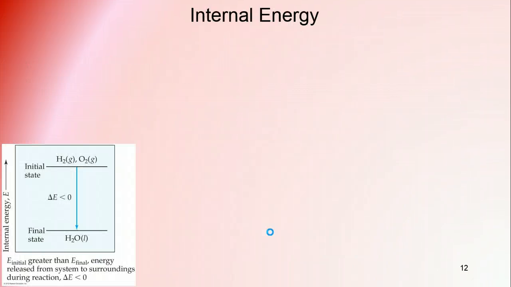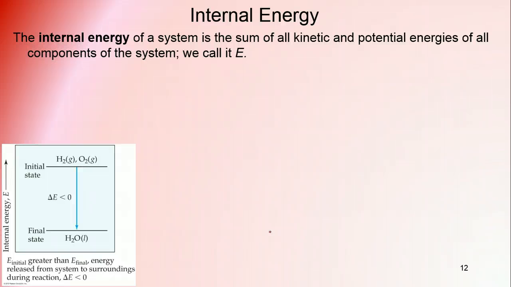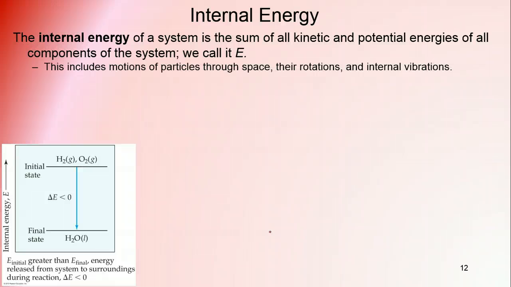So let's take a closer look at internal energy. Internal energy is exactly what it sounds like. It's the energy of all the particles in the system that we're studying, and it's a sum of all the kinetic and potential energy of the components of the system. So we know that molecules have vibrations, they have rotations, they're moving through space, they have a certain amount of kinetic energy, they have energy stored in their bonds. So anyway, we're talking about internal energy, all the different types of energy that particles can have.